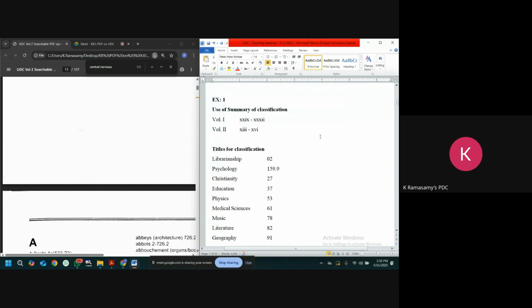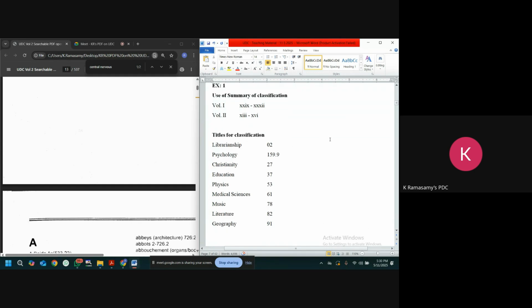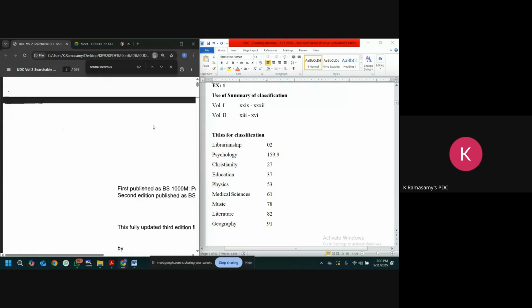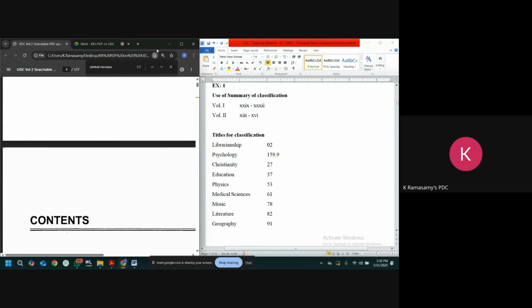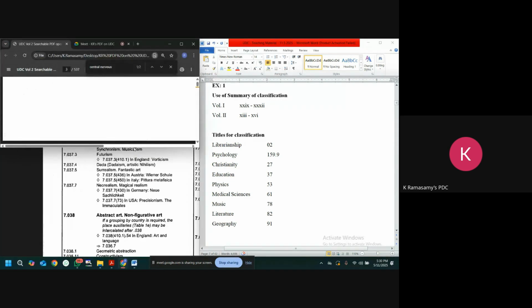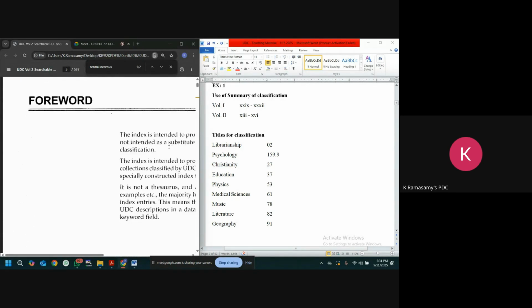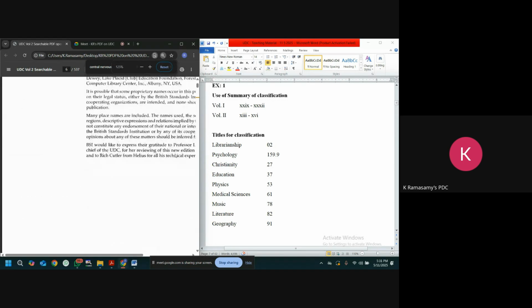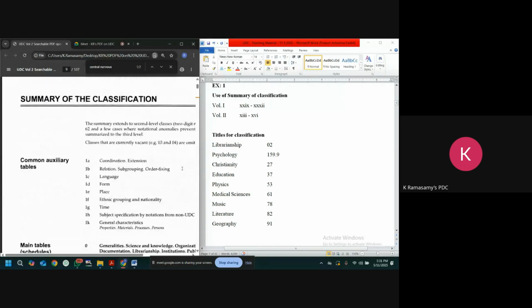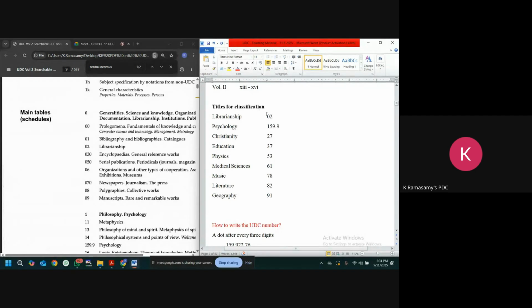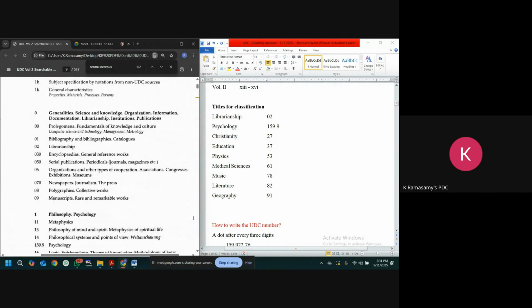Now, what about the summary of the classification? I told you the summary is available in both volume 1 and volume 2. For example, I'm in volume 2 now. You can see the summary of classification here; I'll reduce it a little so that you can see the screen. Our first exercise will be finding titles for classification based on the numbers from the summary of classification. What is the number for librarianship? It is given here.